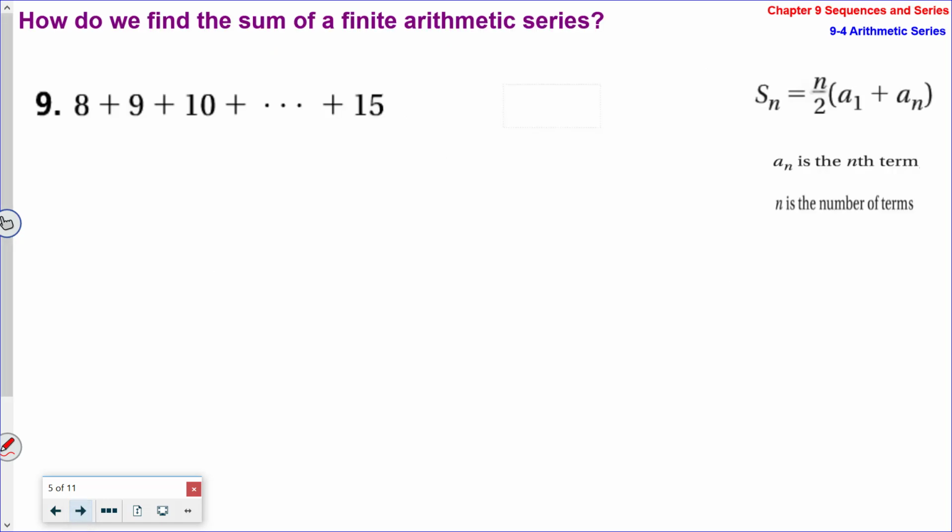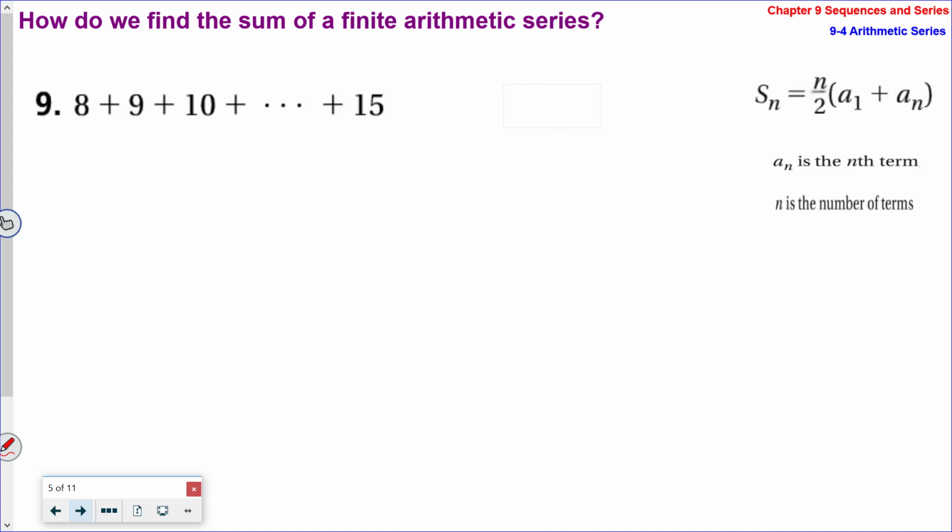Example one. The question in purple. How do we find the sum of a finite arithmetic series? So this is an arithmetic series, and we want to find the sum. So we have to take all of the numbers and add them together. So what do you think the sum is?